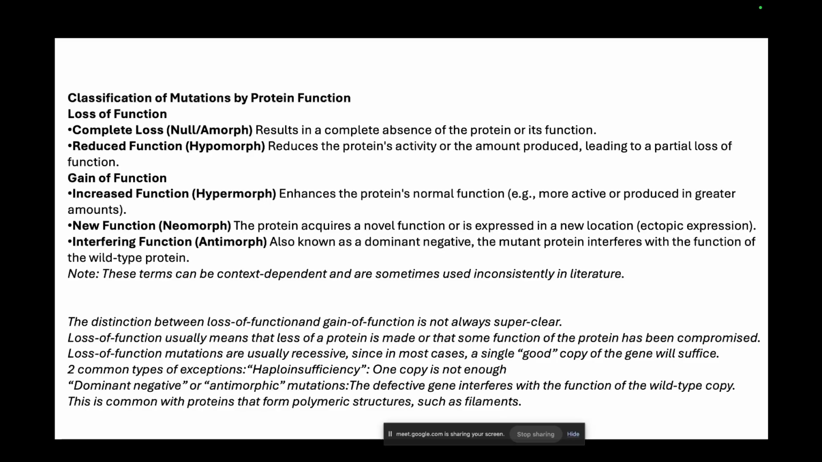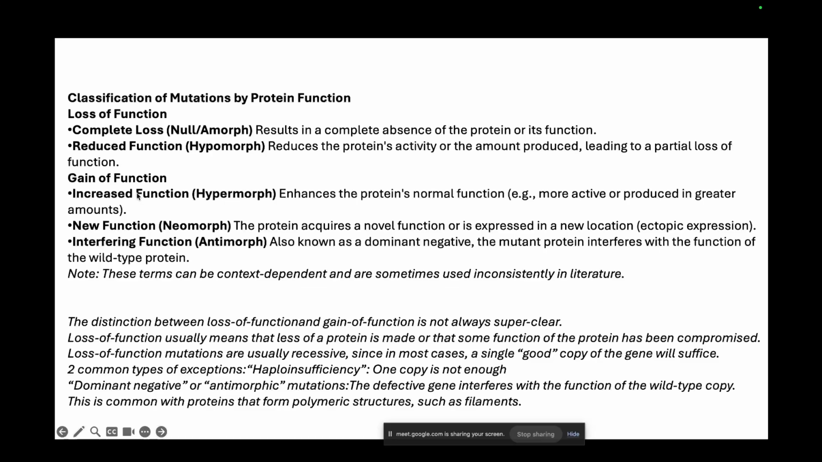Two major types of mutations that we look for are loss of function and gain of function. Loss of function can firstly be complete loss of function, where the gene is not functional at all. So it results in a complete absence of the protein or its function. This is known as an amorph. The second is reduced function, known as a hypomorph. A hypomorph reduces the protein's activity or the amount produced, leading to a partial loss of function. It is still functional, but the function has been toned down a lot. So these are two different types of loss of function variants that you can have.